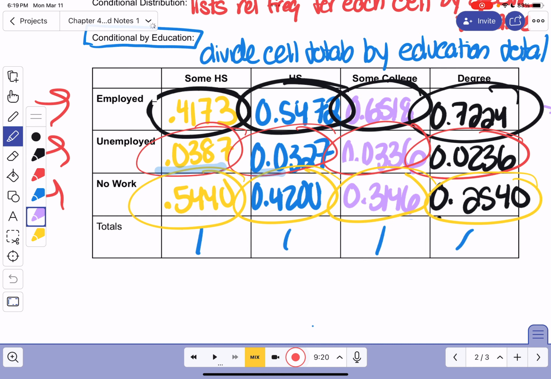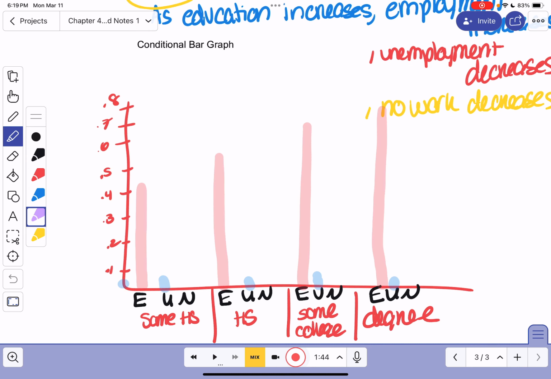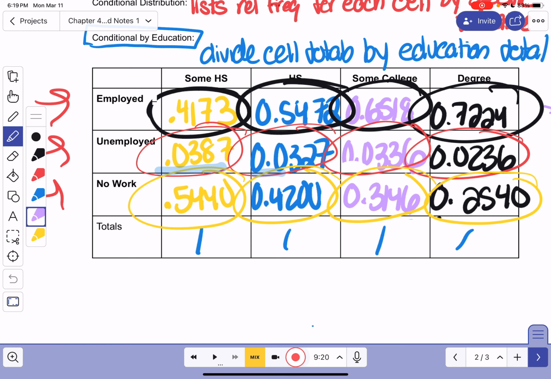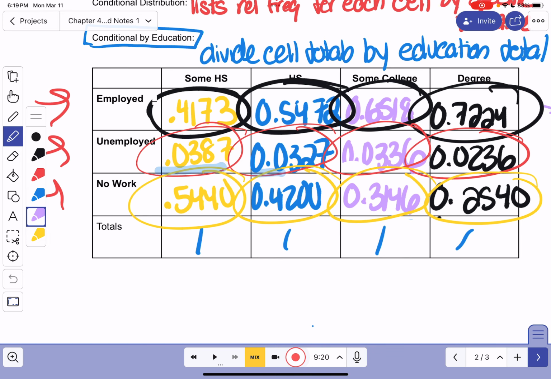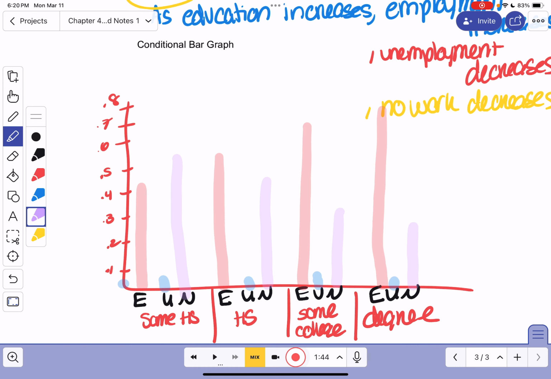And then let's do never employed. So 0.54, 0.42, 0.31, and 0.25. So quickly sketched one.